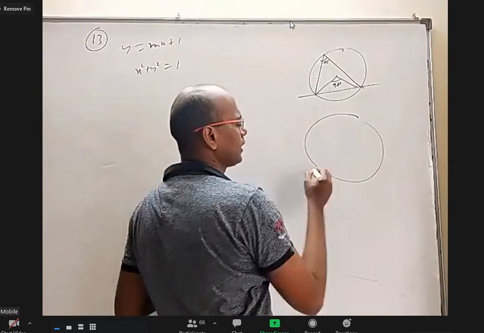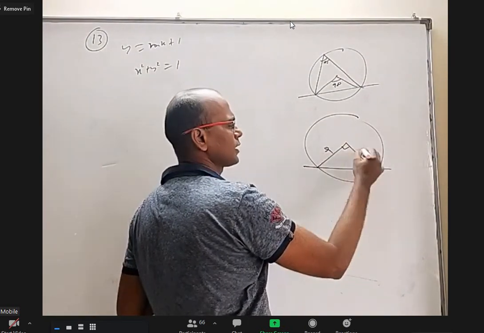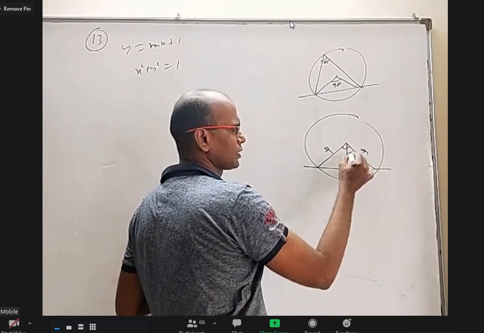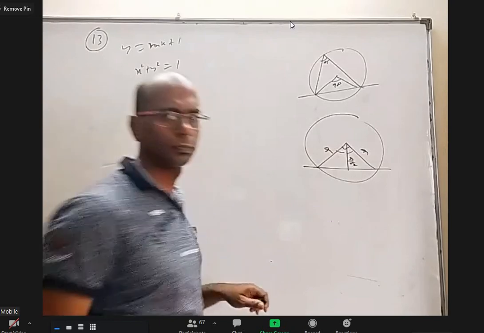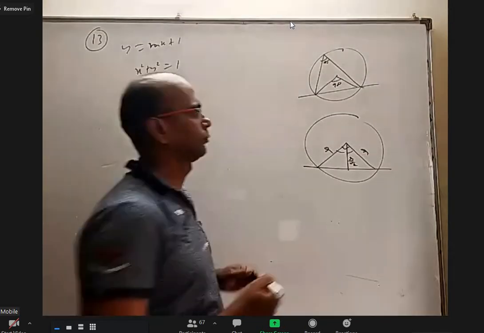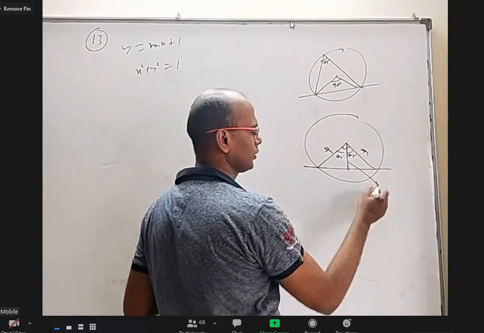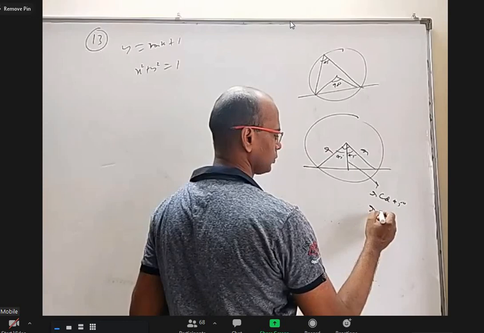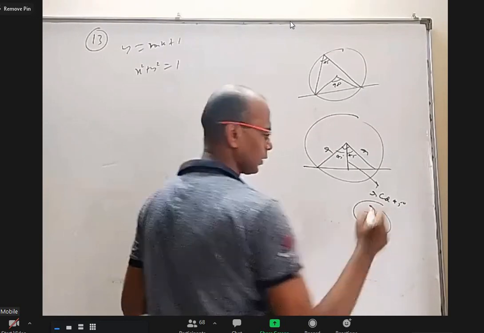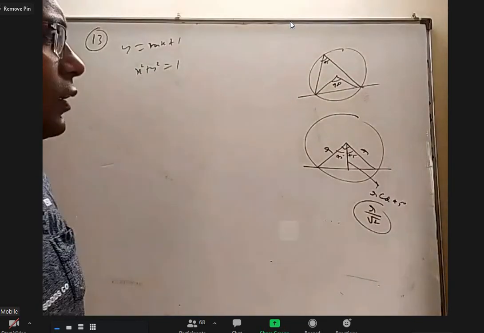And any chord, if it has to subtend 90 degrees at the center, if this is R and this is R, this is 45, this is 45, it will be R cos 45. Total is 90, so this is 45, this is 45. So the perpendicular distance will be R by root 2, that is sufficient for the chord to subtend 90 degrees.